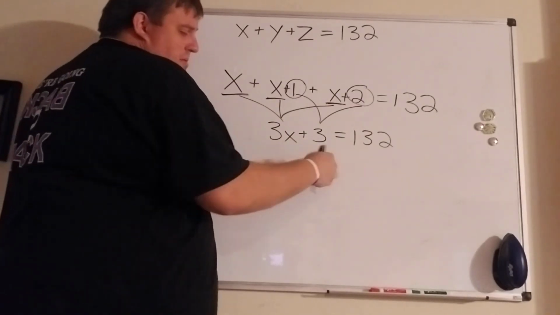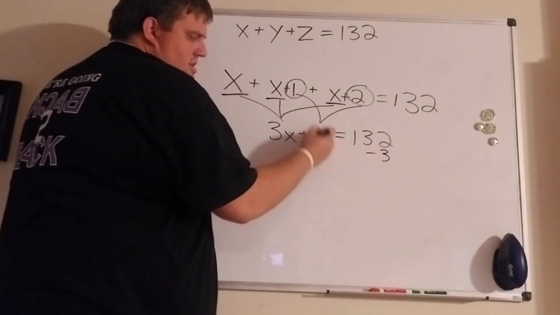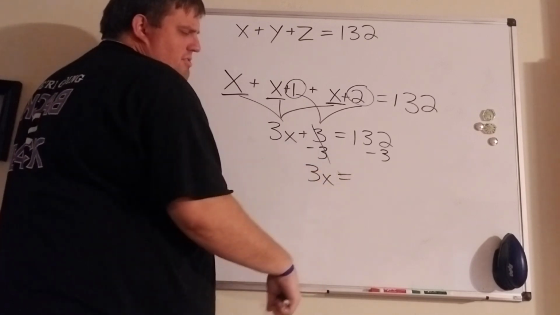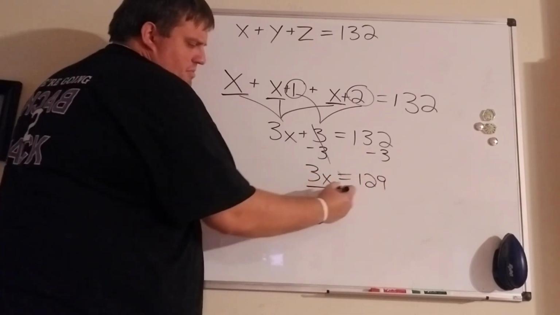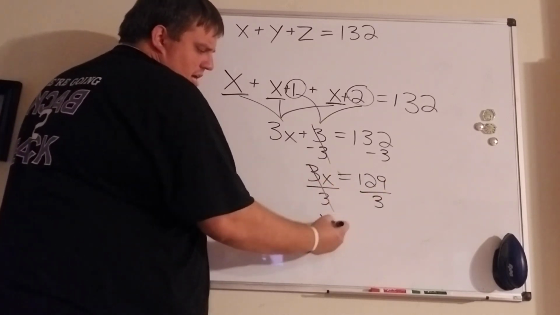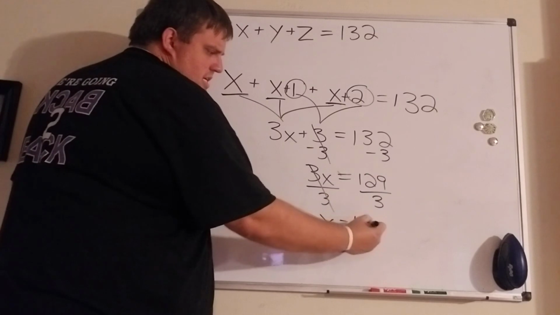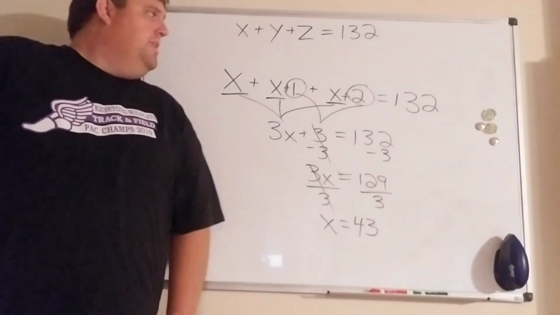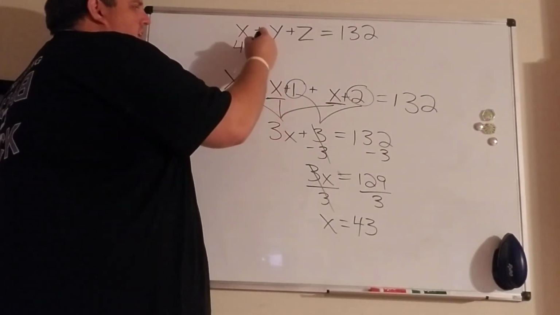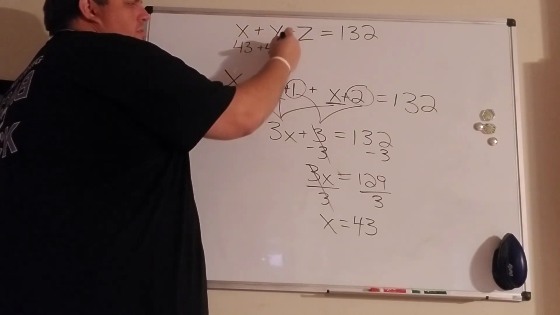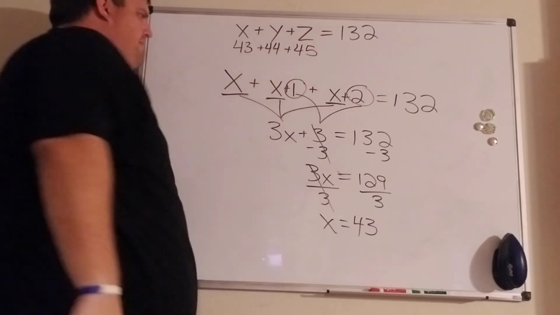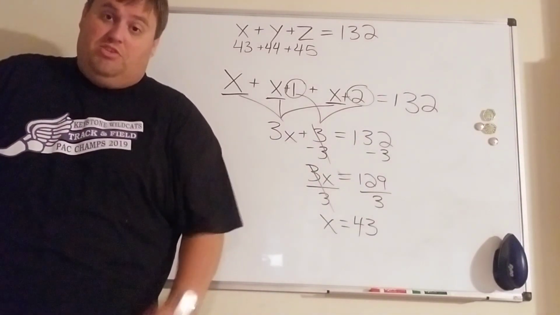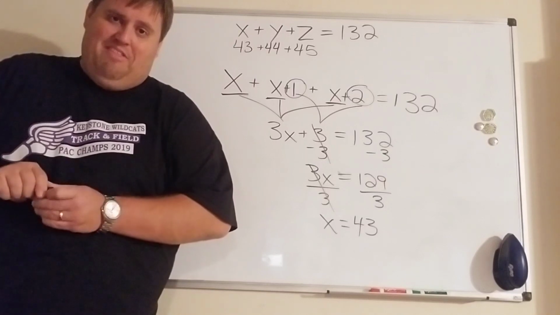From here, we get down to our two-stepper, so we're just going to subtract 3. Subtract 3. That gives me 3x equals 132 minus 3 is 129. And then we'll divide by 3 to figure out what x is. 3 goes into 12 4 times, 3 goes into 9 3 times. So x must be 43, right? So this number up here is 43, which would make y 44 and z 45. And if we check that, they better add up to 132, otherwise I did something wrong. Which sometimes I do. So, you know how that goes, probably, right?